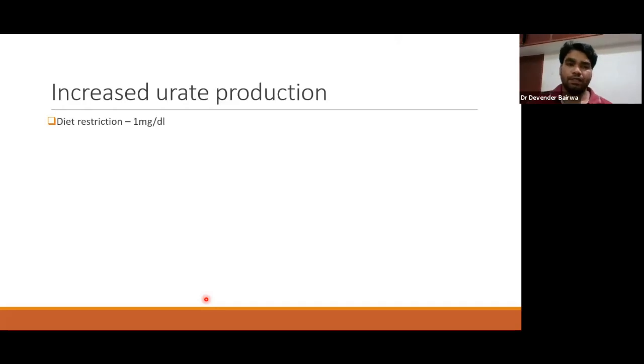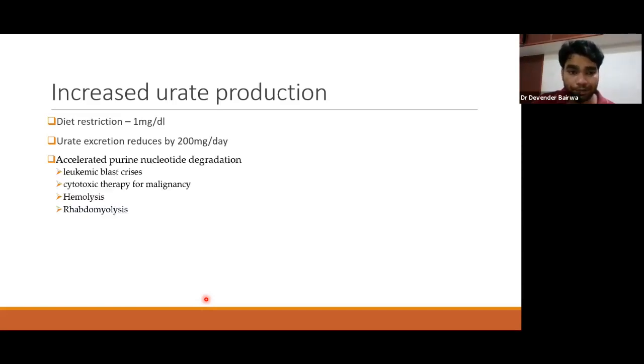So let's see increased urate production. Suppose we do a strict diet restriction and don't take purine rich food. Then we can reduce our serum uric acid level by 1 milligram per deciliter, and urate excretion reduces by 200 milligram per day in the urine.